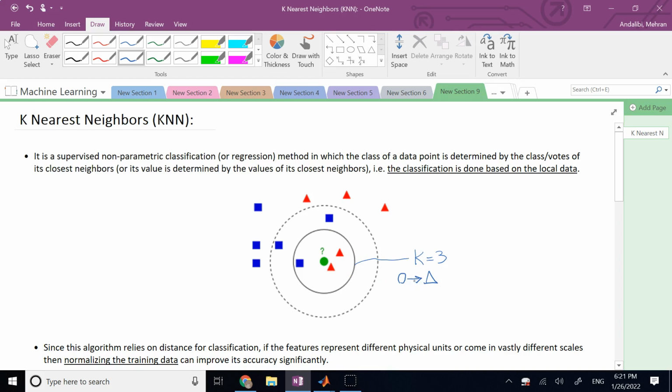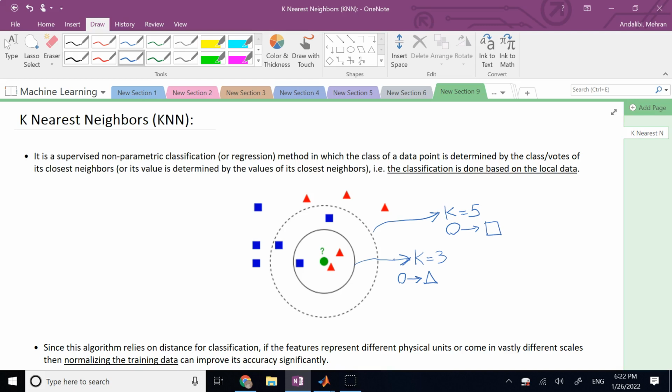If I change my k now and say, well, maybe I go with k of 5. So now I look at the 5 closest data points, which this time is going to be 3 squares and 2 triangles. And again, if I go with democracy, now I have 3 squares versus 2 triangles. So this time I have to say this guy is a square. So clearly you see that the number that you choose for k would definitely affect what you get out of the classification.